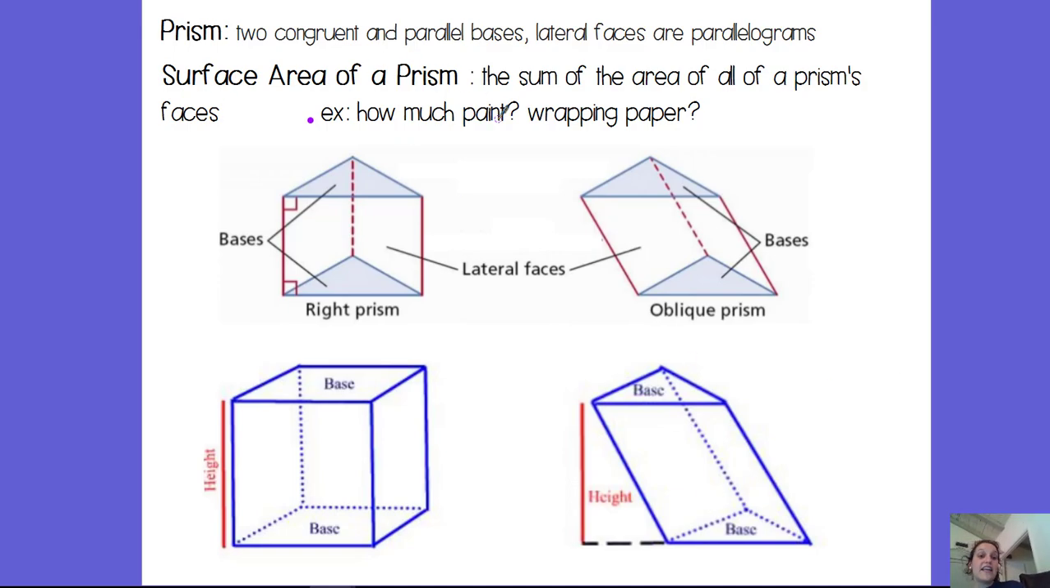So what we're calculating today is the surface area of a prism. It's the sum of all of a prism's faces. So if you added the bases and the lateral faces, if you calculated how much area all of those faces take up, that would be surface area. An example of surface area would be, if you were going to cover the outside of your prism in paint, how much paint would it take to cover the whole surface of the prism? Or if you're going to cover it in wrapping paper, how much wrapping paper would it take to cover the whole entire prism? So today we are calculating surface area.